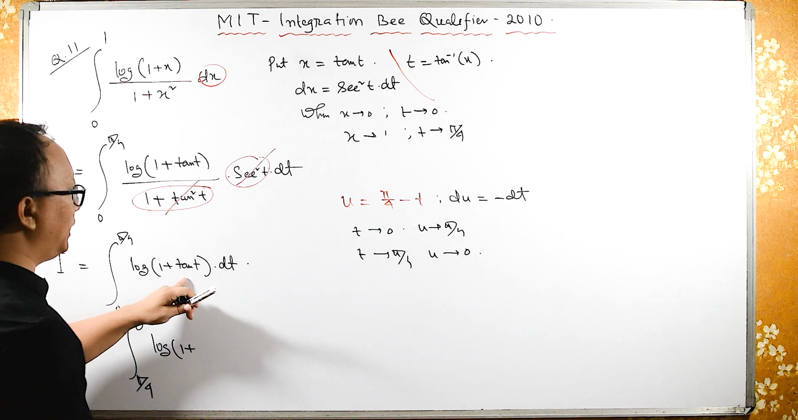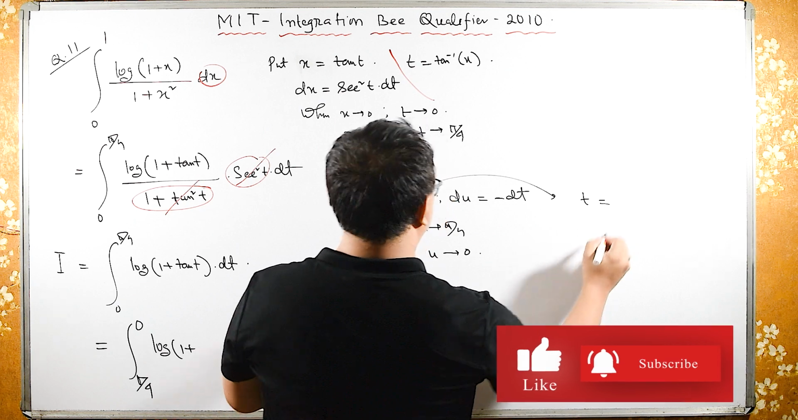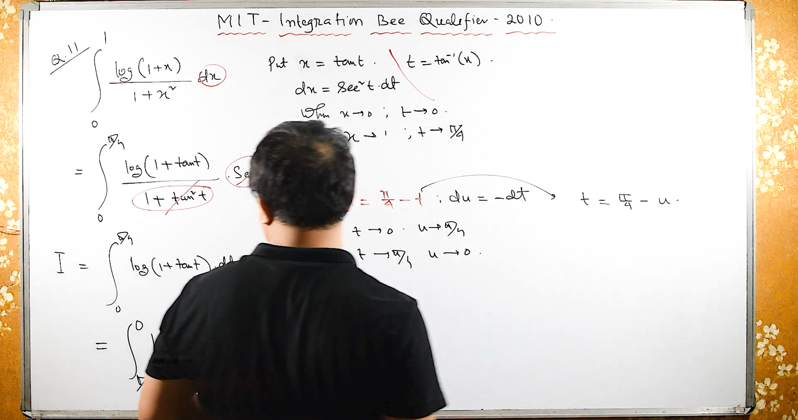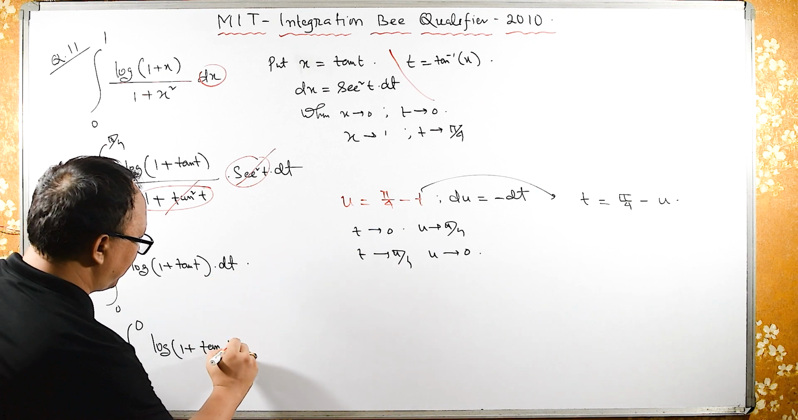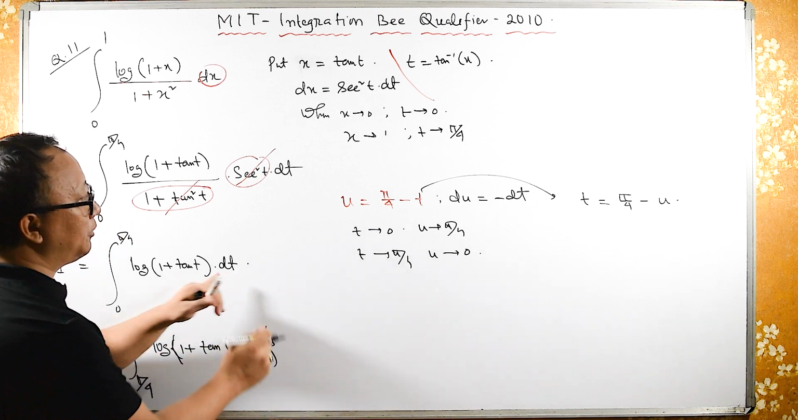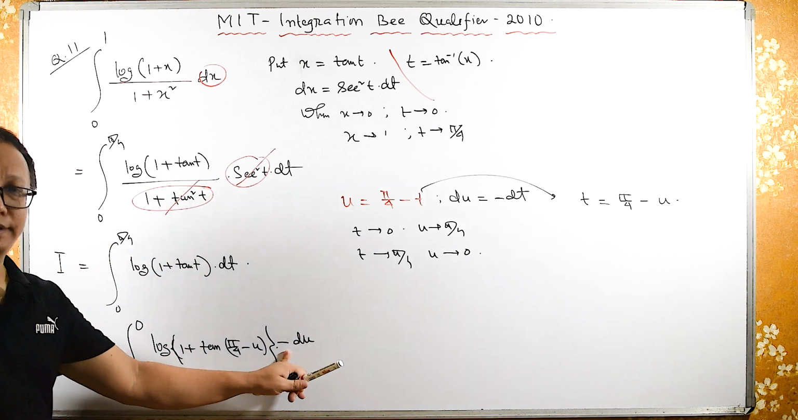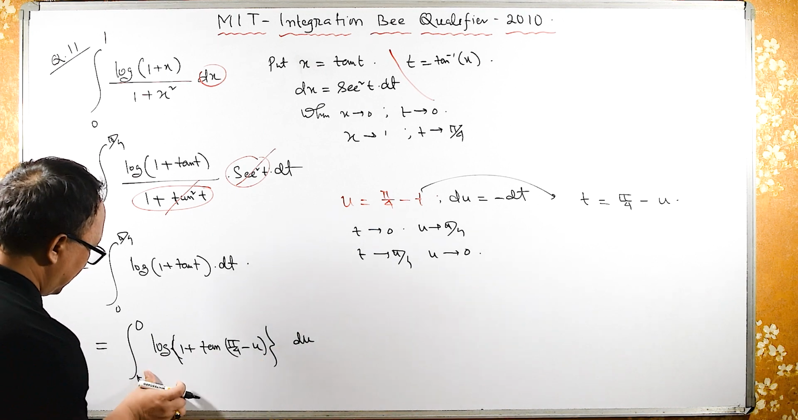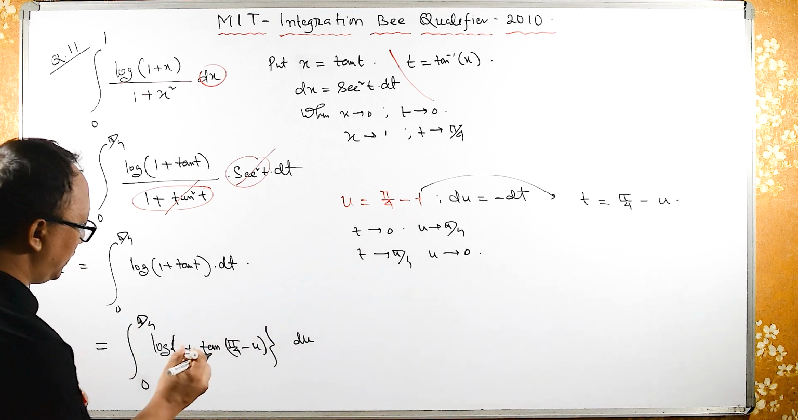Then from here, what is t? From here t equals pi by 4 minus u. So you substitute over here: tan of, instead of t, pi by 4 minus u. I'll use a second bracket over here. Instead of dt, what we have is minus du. Now since minus is there, I can interchange the limits. So I will remove this minus by changing the limits to 0 to pi by 4. Now we need to solve this part.